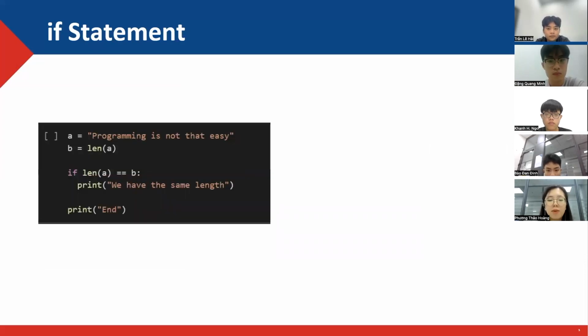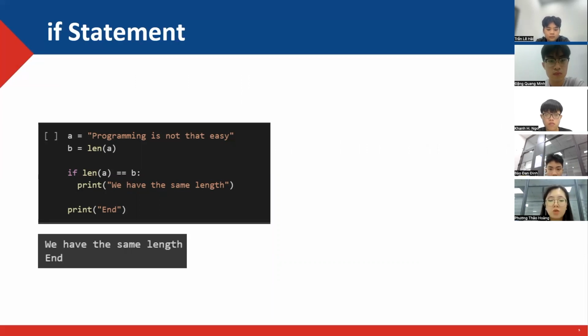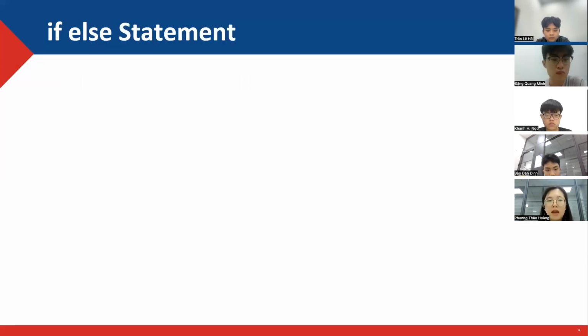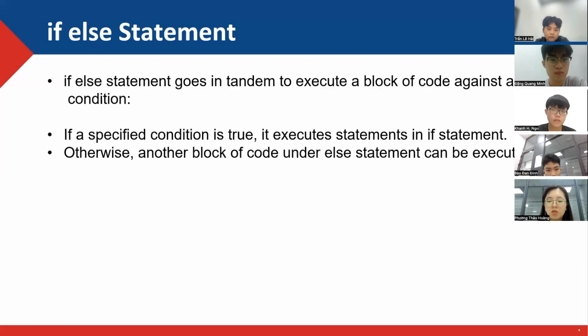And as I said, when it passes the if statement, it executes the statements below the if statement, or else it will exit the if statement block to execute the code outside. Another one is the if-else statement. We use it when we have additional checkpoints for our expression. If a specified condition is true, we will execute the statement in the if statement. Otherwise, another block of code under the else statement can be executed, and then it will finish. And when it finishes, it will exit the if-else statement.